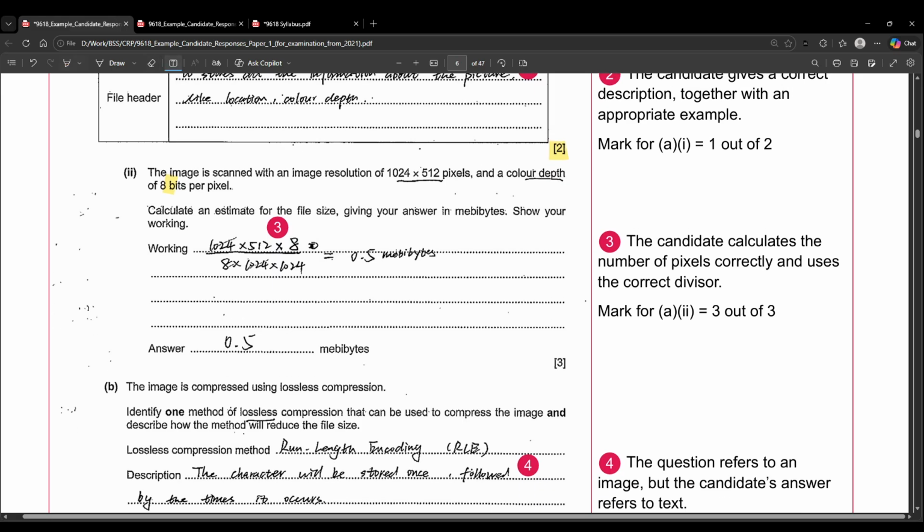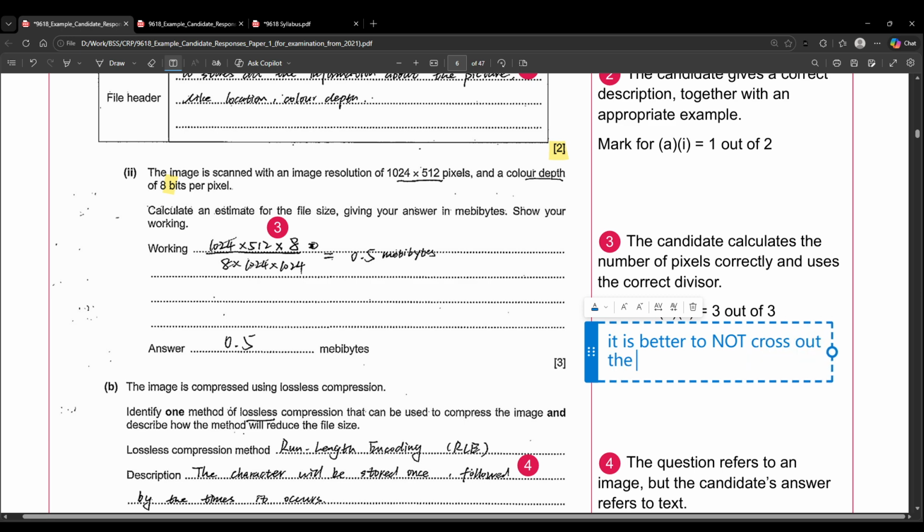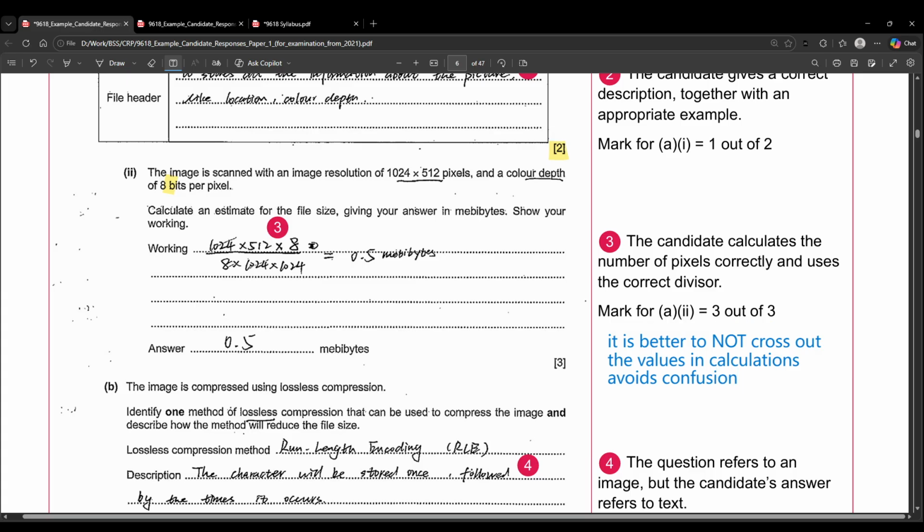Now one thing to keep in mind is that some of the examiner reports say that it is better to not cross out the values in calculations. This avoids confusion. I know this is the first thing that you want to do given how we do it in math, but still try to not just cross the values. If you want to cross them out, just do it in a separate space, but not within the answer space.